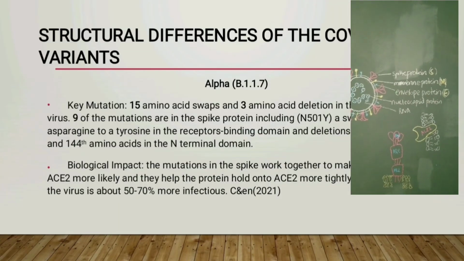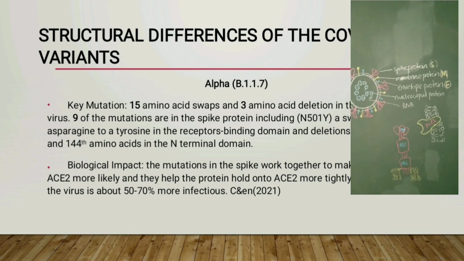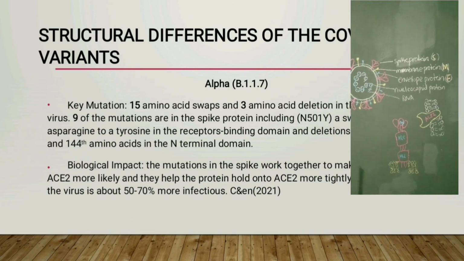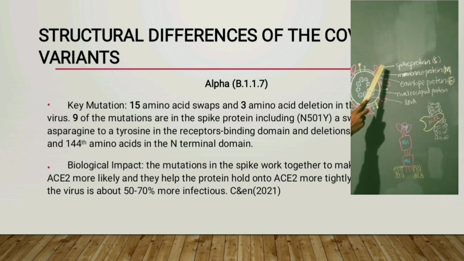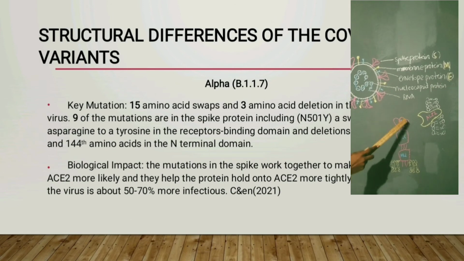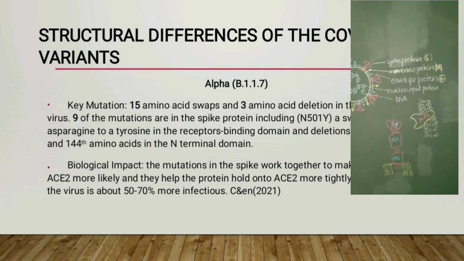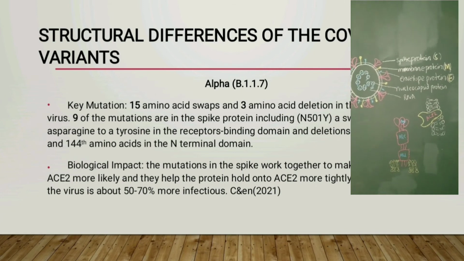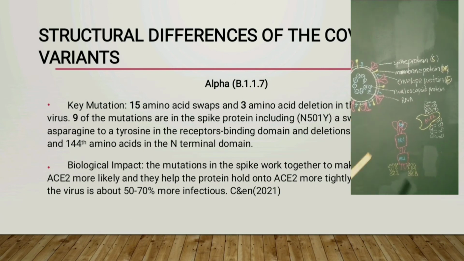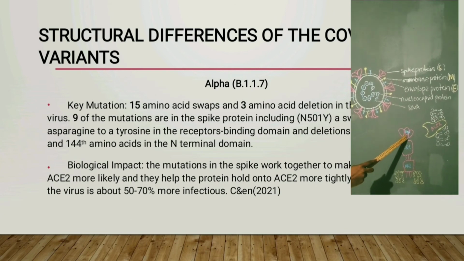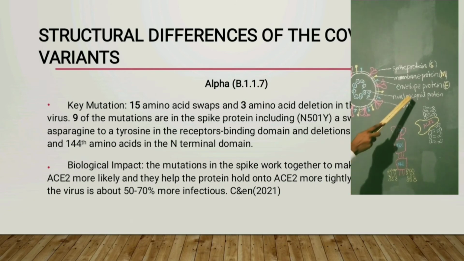The first one that we'll be looking at is the alpha variant, which is also known as B.1.1.7. So the key mutations: it has 15 amino acid swaps and 3 amino acid deletions in the protein of the virus. 9 of these mutations occur in the spike protein, including N501Y, which is a mutation that increased the binding affinity towards the human angiotensin converting enzyme receptor. A swap of asparagine to tyrosine in the receptor binding domain, and a deletion of the 69, the 70, and 144 amino acid in the N terminal.